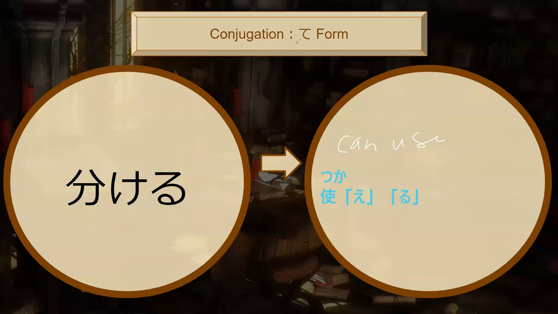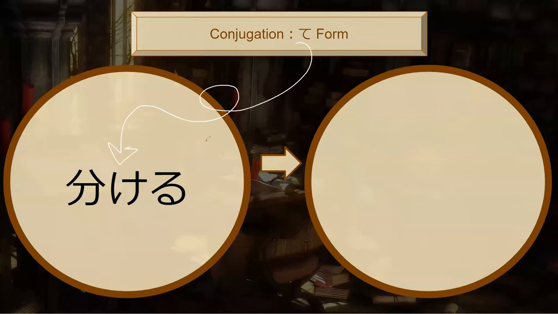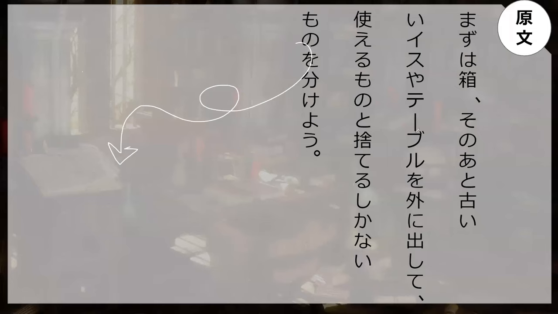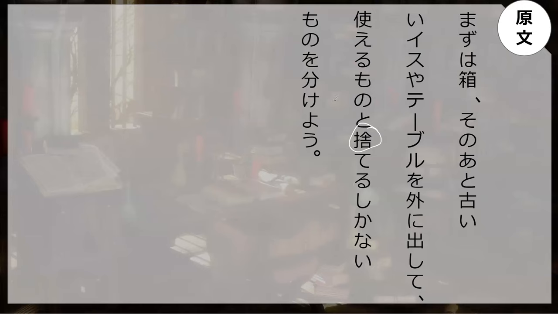What is the te form of wakeru, to divide? Wakete. Perfect. Okay, and how do you read this kanji again? Suteru. Perfect. So let's go read the sentence from the book.